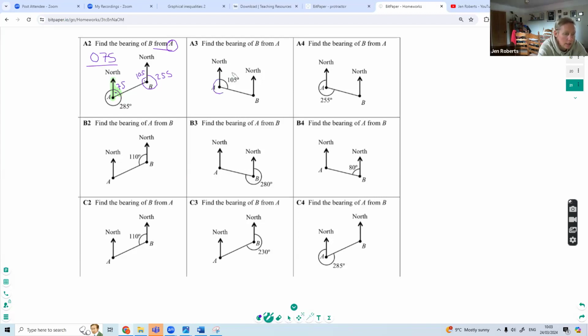What's this angle here? 360 minus 105, 255. These two angles add up to 180, so that's 75. 360, take away 75, 285. Right, what do we want here? B from A. We're starting from A. Here's A. Clockwise, 105 is my answer.